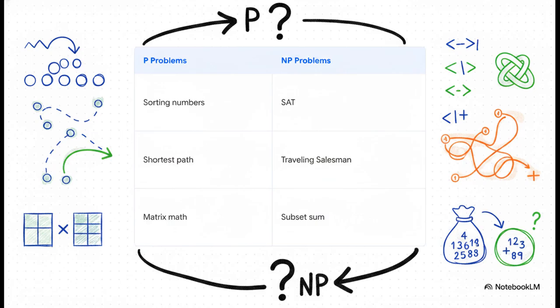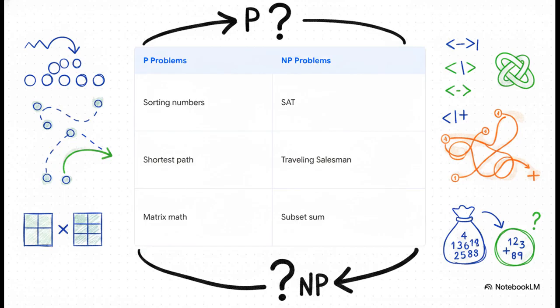In the first column, we have our problems in P. These are the tasks your computer absolutely crushes every single day: sorting a massive list of numbers, finding the shortest route on a map, matrix multiplication. We have really fast polynomial time algorithms for these. But now, look at the second column, problems in NP. Here we've got Sudoku, the famous traveling salesman problem, and a fundamental logic puzzle called Boolean satisfiability, or SAT.